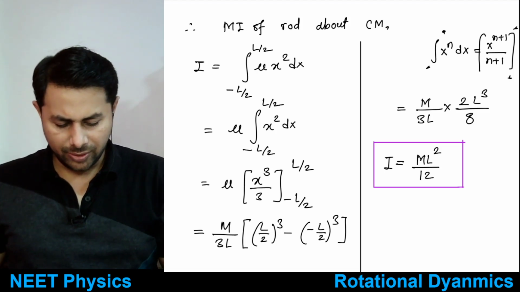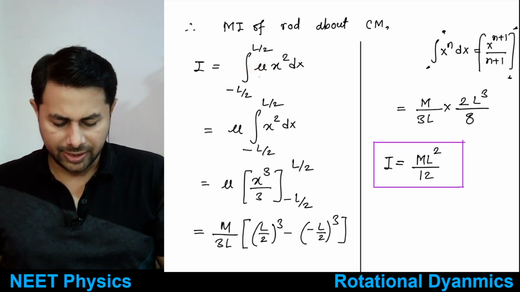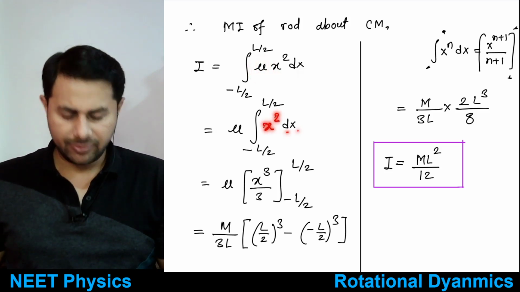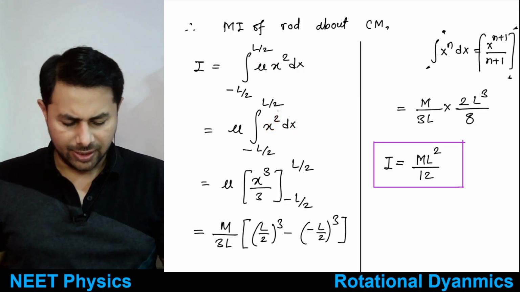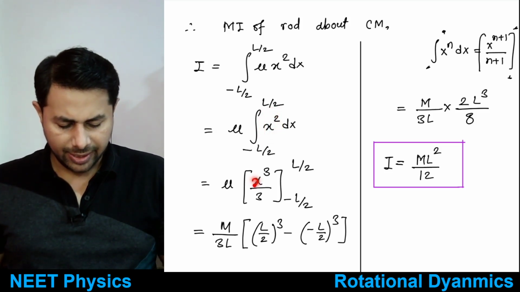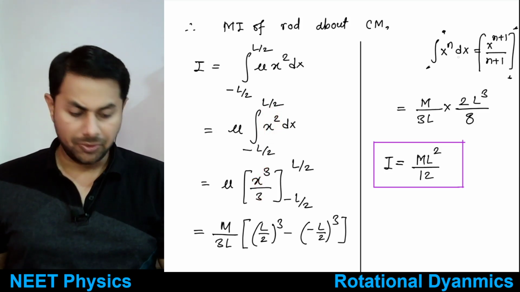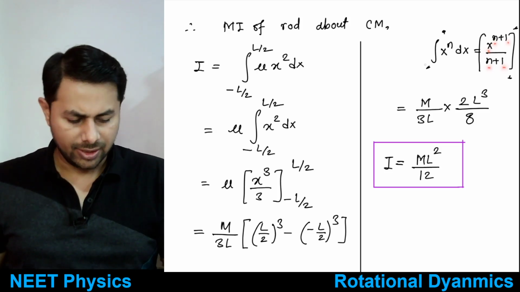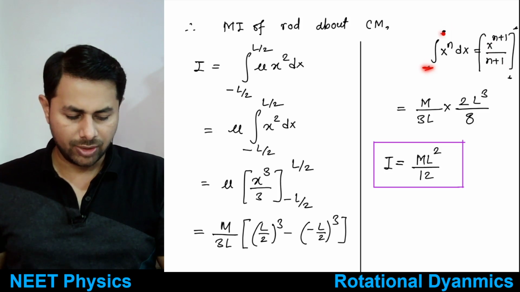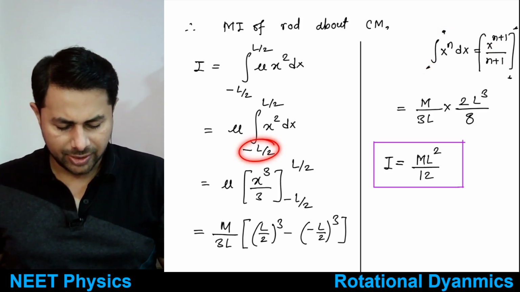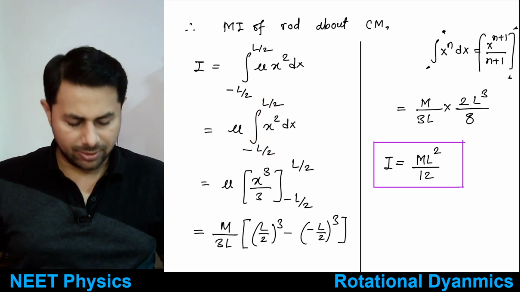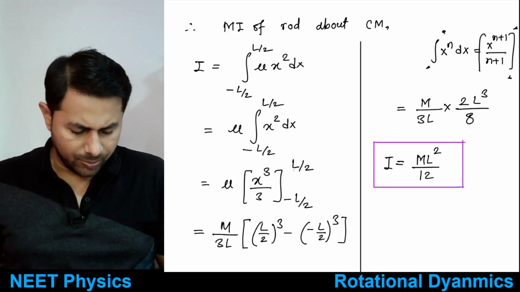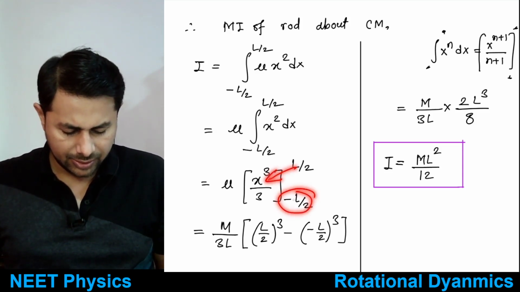So you can take this mu outside. You are integrating mu x square dx, so you move mu outside and you are left with x square dx. You integrate that, its integral would be x cube divided by 3, because we know the integration of x raised to n dx is x raised to n plus 1 divided by n plus 1, within proper limits, some lower limit, some upper limit. So here the lower limit is minus L by 2, upper limit is plus L by 2. So you put the upper limit and then the lower limit.